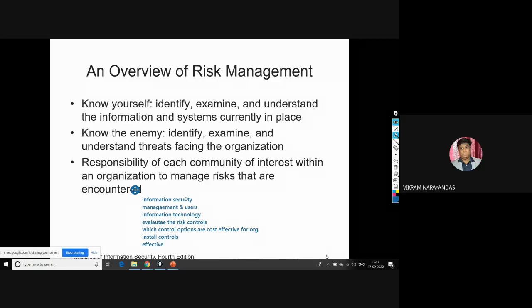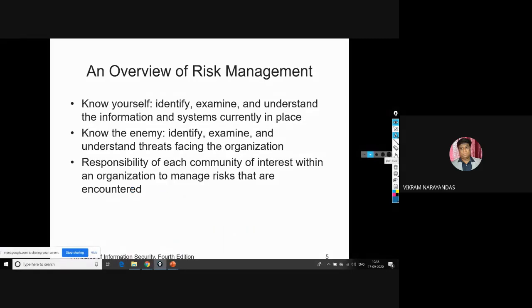Yes. So what are the communities of interest responsible for? One is to evaluate the risk controls. Next is which control options are most cost effective for your organization. Then acquire, or install, the needed controls. Ensure that controls remain effective here and work properly for your organization. If any threat happens, any risk may happen to the organization or security systems, then you want to avoid this type of problem here.